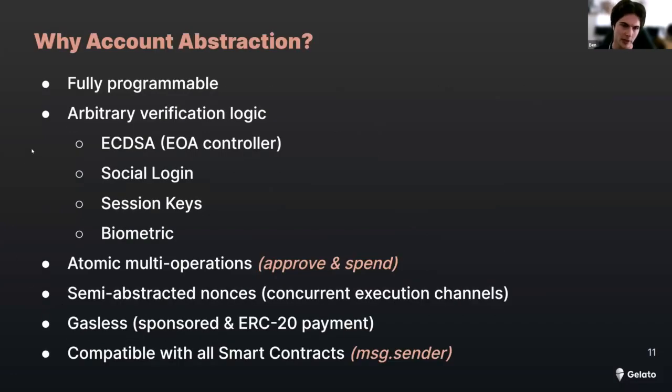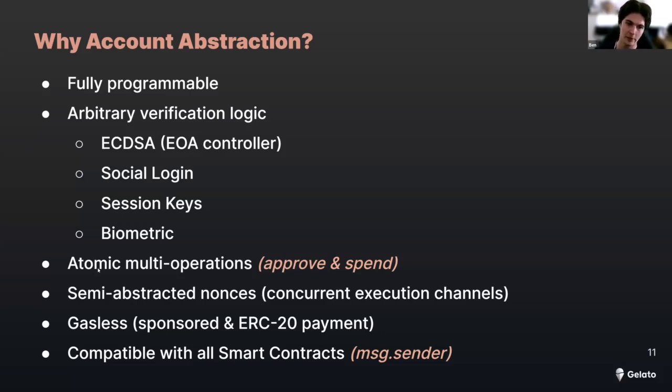Why are we using safes in the first place, or account abstraction? The nice thing is that we essentially have these on-chain wallets, which are fully programmable. And because they're fully programmable, they can have arbitrary verification logic. So we can have ECDSA signers, so traditional EOAs like MetaMask, but we can also support native social login. We can also support session keys, what we're covering today. But we could even have biometric login, fingerprints or Face ID, whatever we want really.